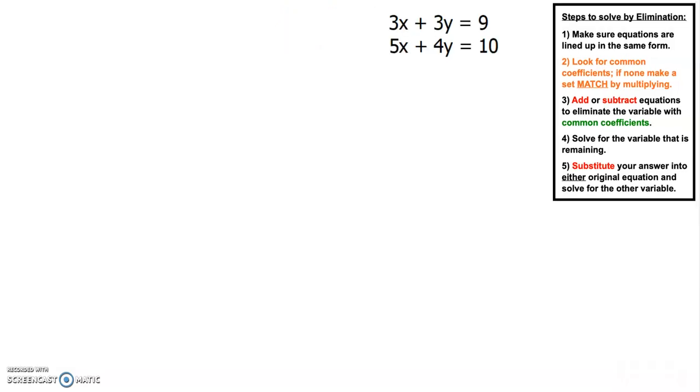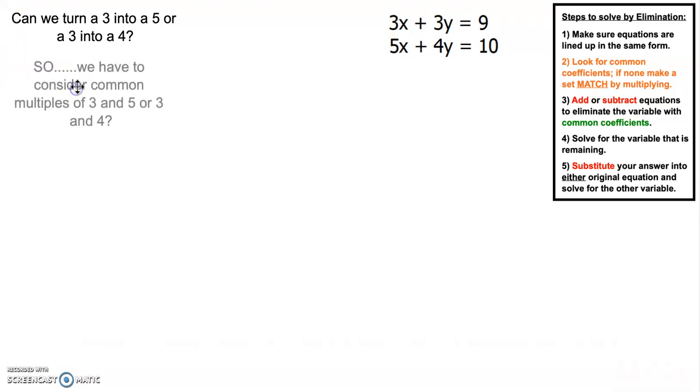All right, this next one. Can we turn a 3 into a 5? Is there something we can multiply a 3 by to get 5? Or is there something we can multiply a 3 by to get a 4? Well, not really. Not unless it's a fractions, and we definitely don't want to use those. So what do we consider? We have to consider common multiples of both 3 and 5, or 3 and 4.